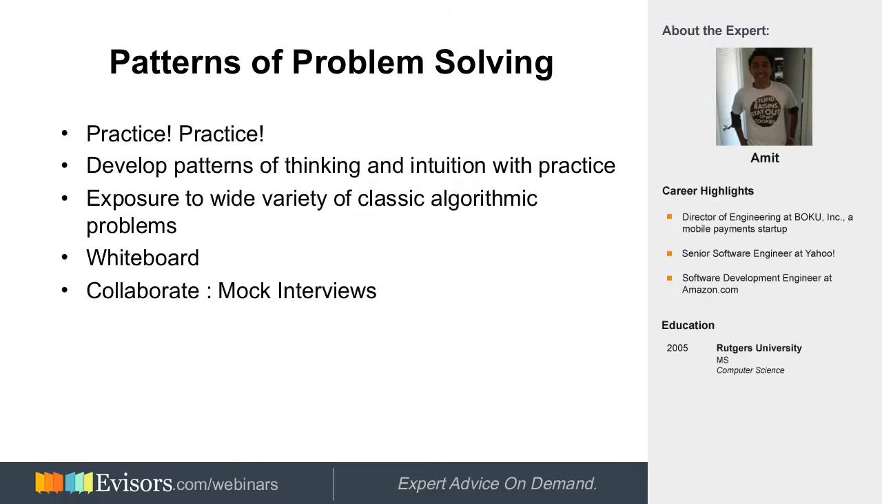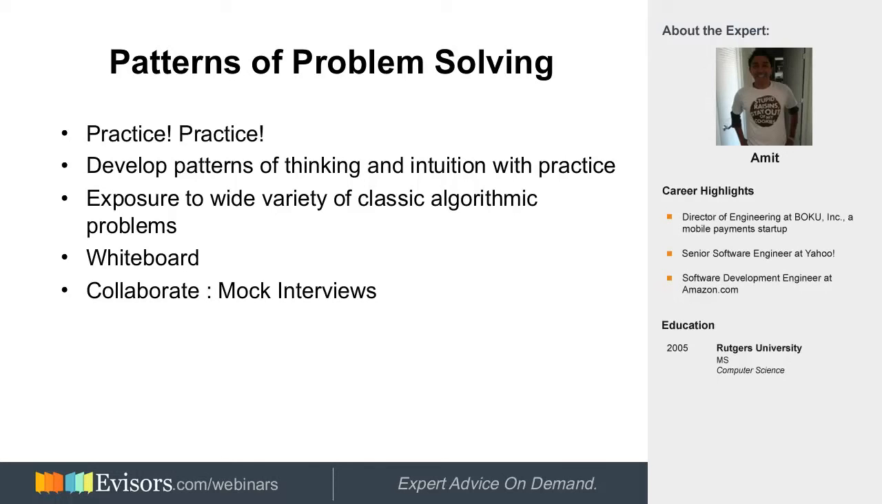So what are some of the patterns that we can develop in terms of problem solving? I think it comes down to practice. There's an old adage that says practice makes perfect. So the more you practice, the better you will become, and the more diverse a set of problems you see, the more intuitively you'll be able to solve problems.